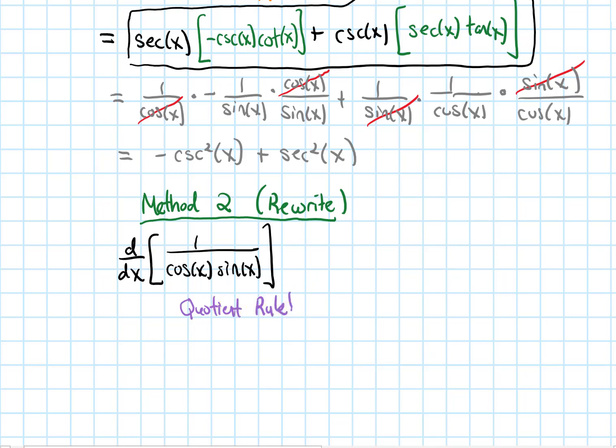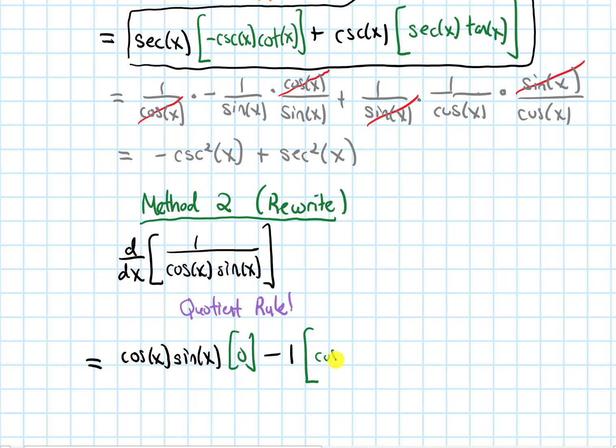So with the quotient rule, the quotient rule says low d high, so low is cosine x sine x, d high, the derivative of 1 is 0, and then minus high, so minus 1, d low. For d low I need the derivative of the bottom, and that will involve product rule.